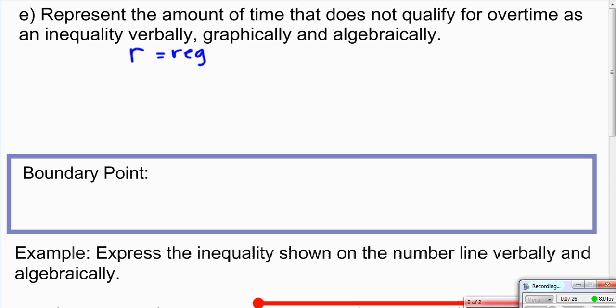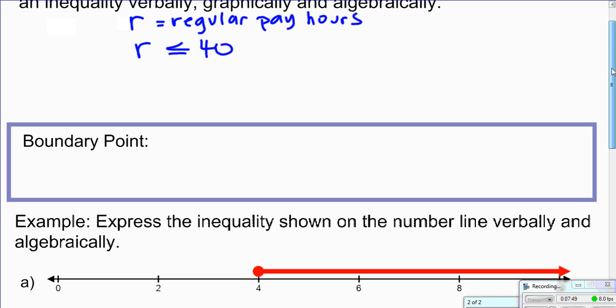Okay, so her regular pay hours are any of her hours that are less than or equal to 40 hours. Anything up to 40 hours, she makes her regular pay. Anything after that, she's going to start making her overtime pay, which is bigger. So that is it algebraically.